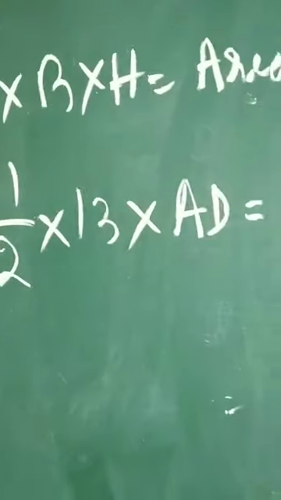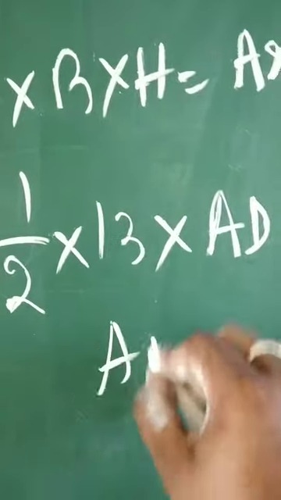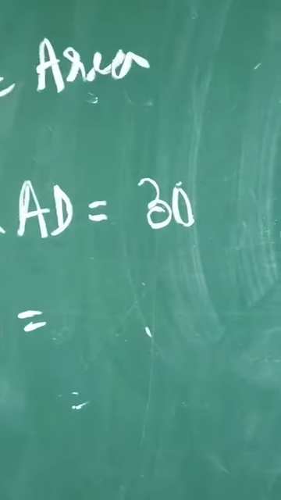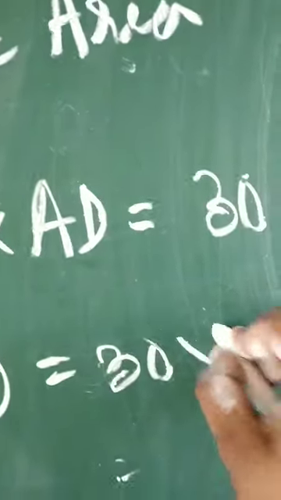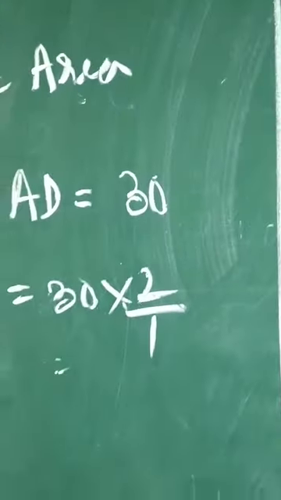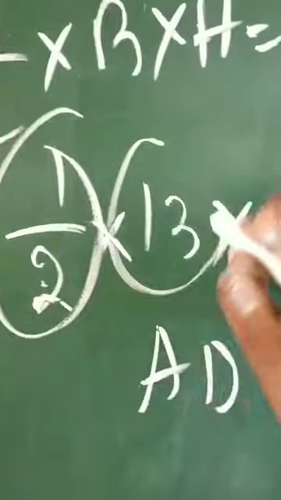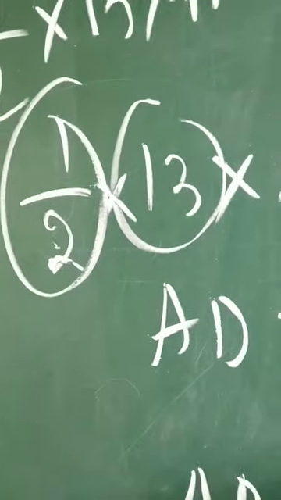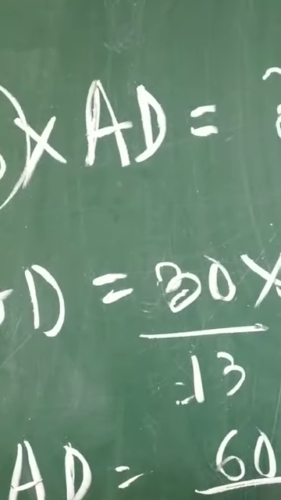Now, I'll just write AD here. Half, 1 by 2, will be transposed to the right hand side, so that is going to reciprocate. It would be 2 into 1, that will turn into 2 by 1. And 13 was multiplied, that will be divided here. So AD is equal to 60 by 30.